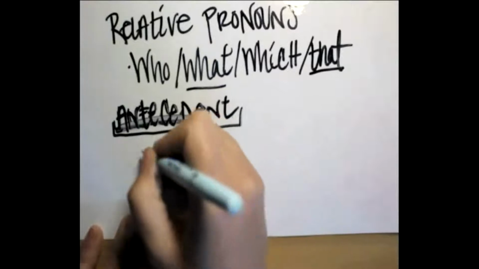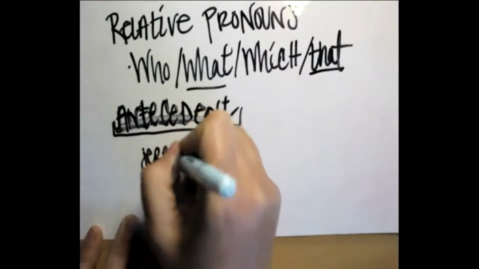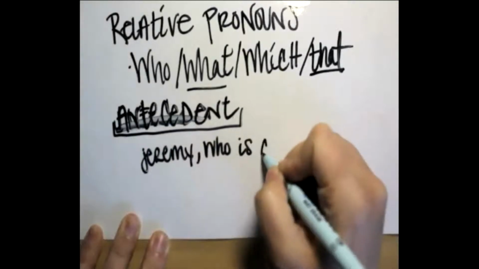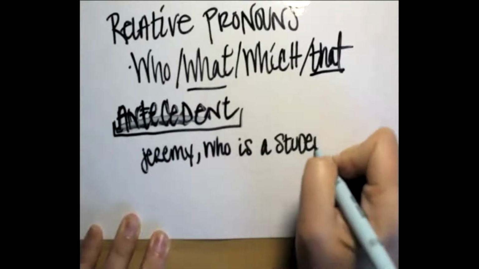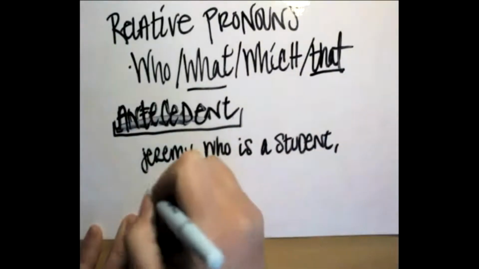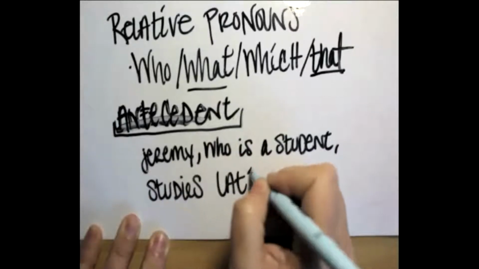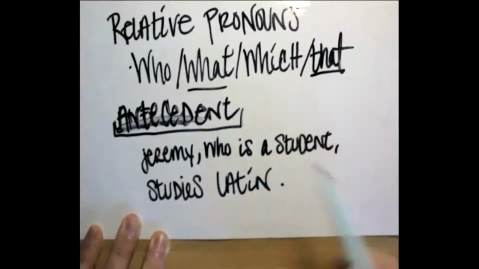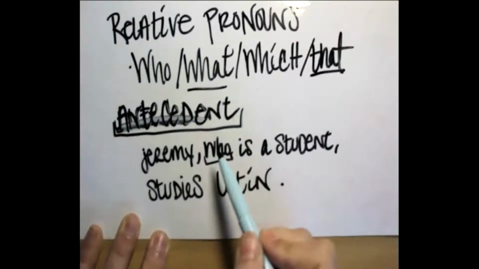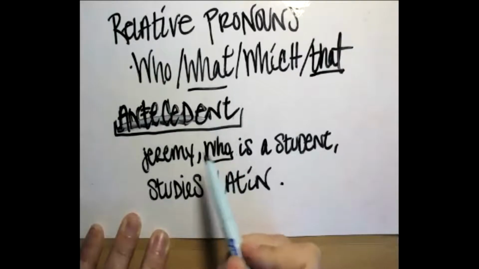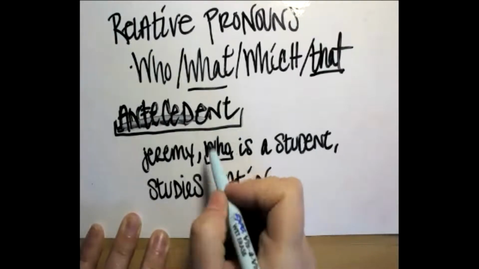Anyway, so they're standing in place for their antecedent. So if you have a sentence like, Jeremy, who is a student, studies Latin, our relative pronoun here is who, and the antecedent, or the word that who is standing in place for here, is Jeremy. So it only has meaning relative to its antecedent, relative to the noun it's standing in for.